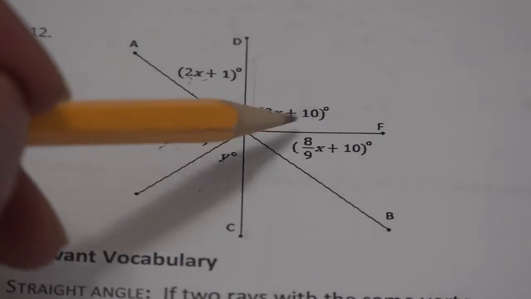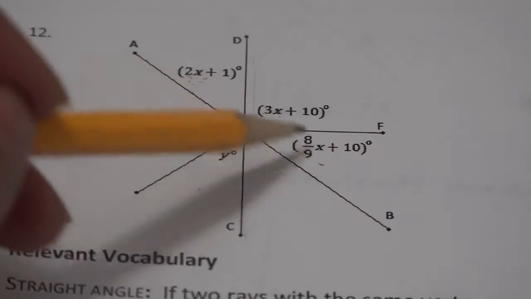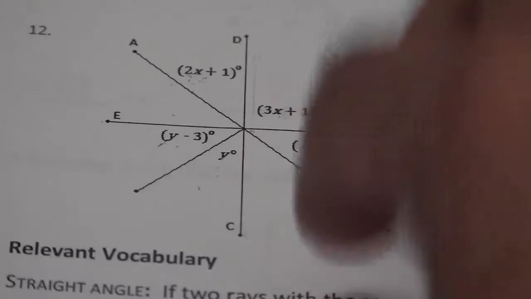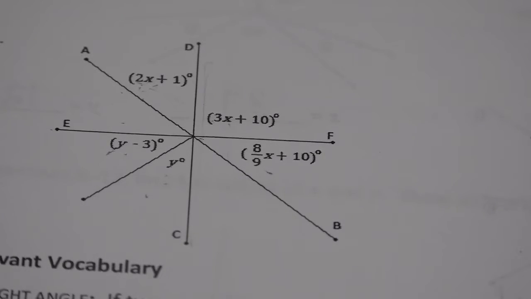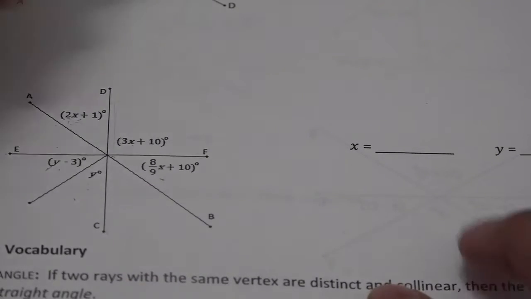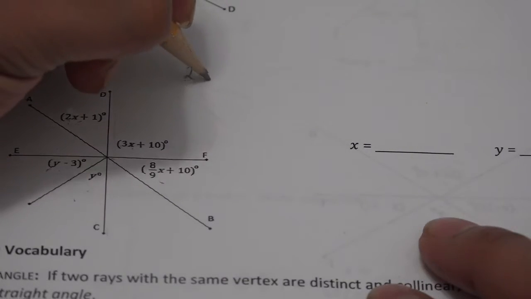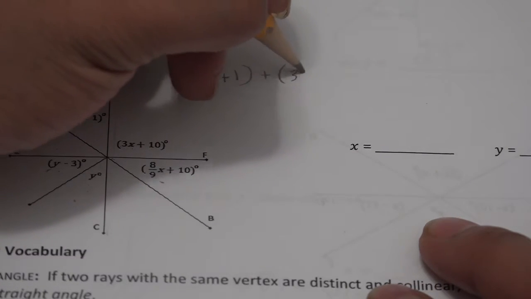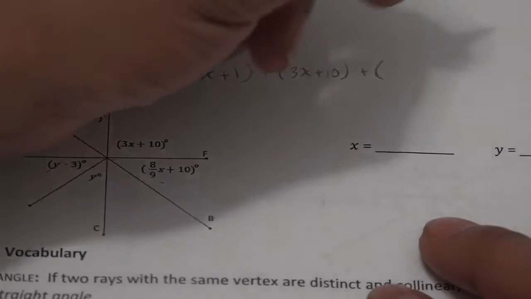So remember, consecutive angles in a line are supplementary. So you're going to have to add these three angles and equal them to 180. You need to show work. If you don't show work, and this is one of the few problems that I'm going to check. Show work and you get credit.